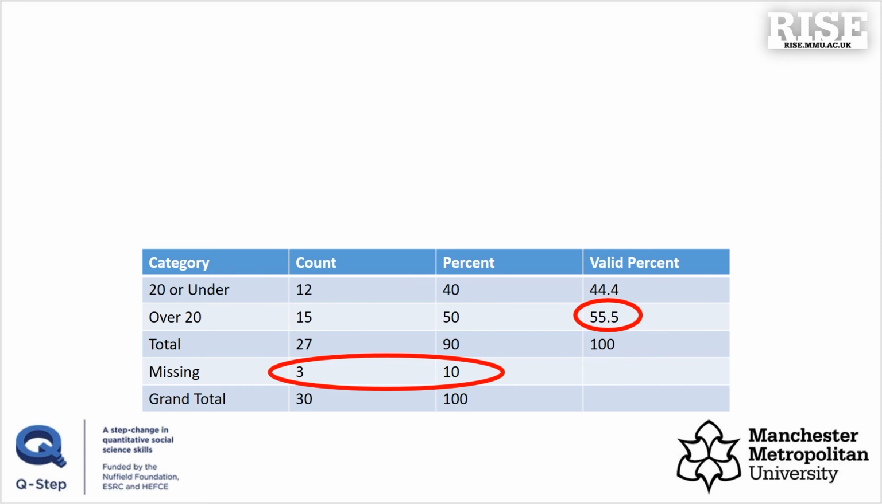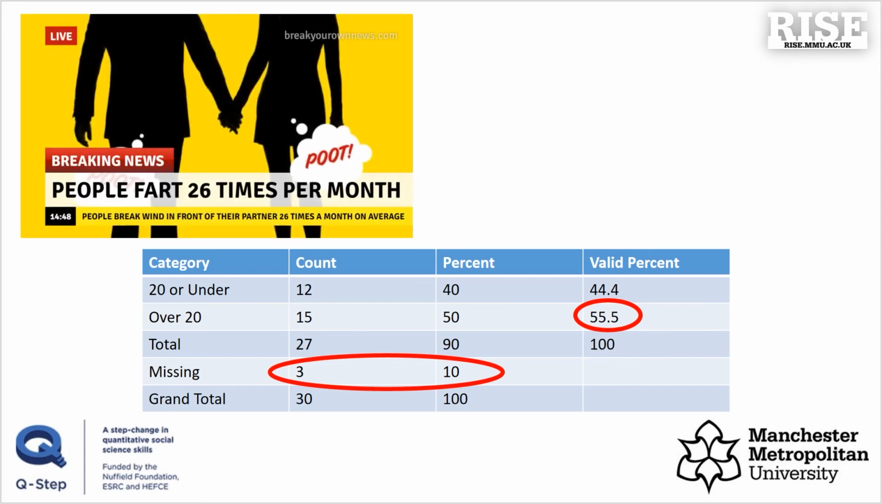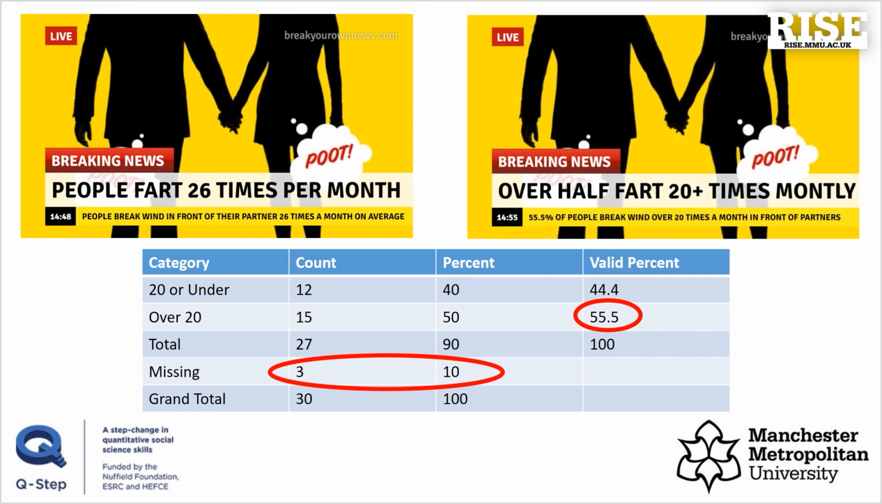So the actual choice is yours. Which of these do you think is a better headline or tells a better story? The fact that people on average break wind 26 times a month in front of their partner, or the fact that over half of us break wind over 20 times per month? The choice is yours, and remember, the best decision to make here is what makes the best story.